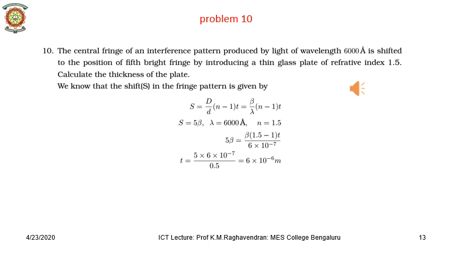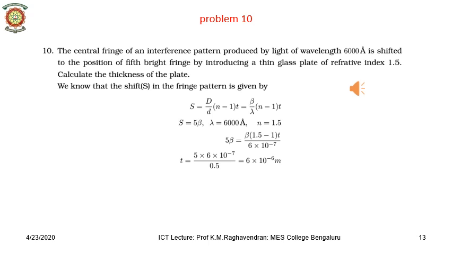So the problem reads: the central fringe of an interference pattern produced by light of wavelength 6000 angstrom is shifted to the position of the fifth bright fringe by introducing a thin glass plate of refractive index 1.5. There are three things here. Remember that when you say the fringe pattern is shifted, each and every fringe is shifted by the same distance. Also, the shift is always in the direction in which the plate has been placed.